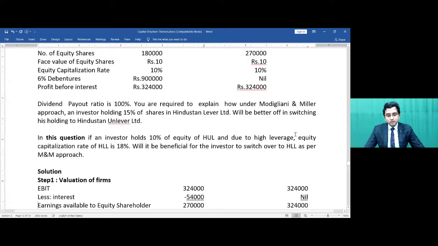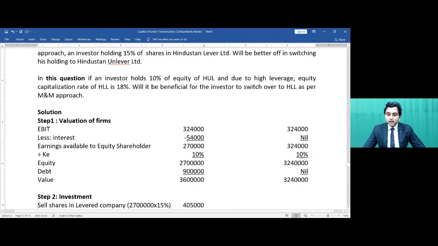Look how the solution will change now. Now here I will not divide by 10%. Here I will divide by 18%. So just help me with this calculation.